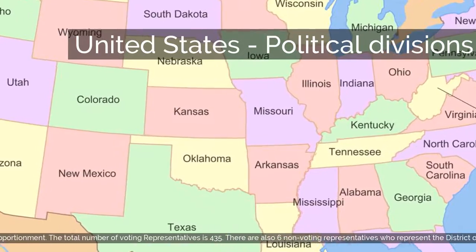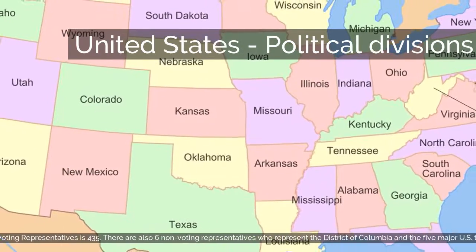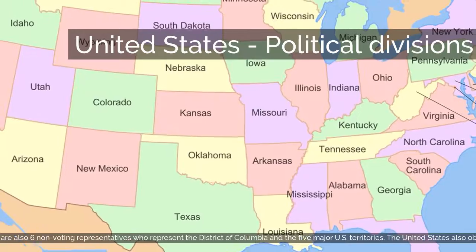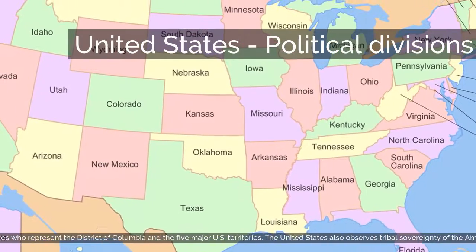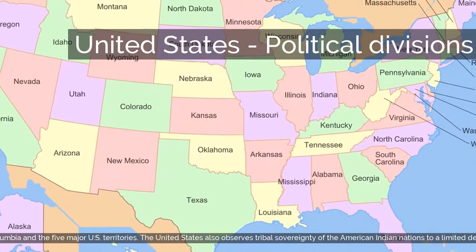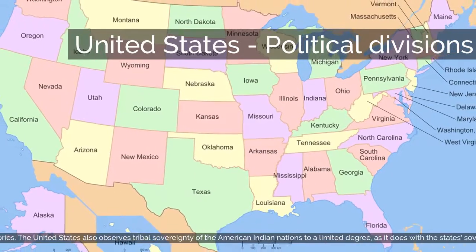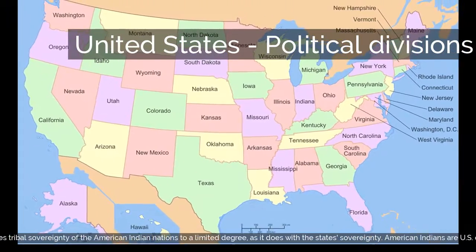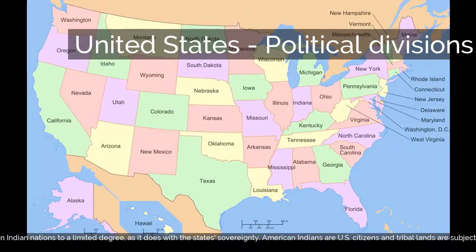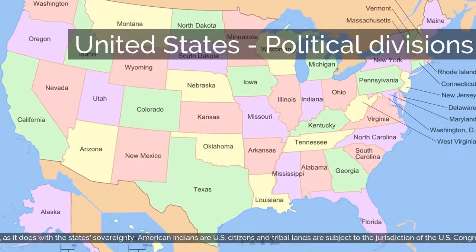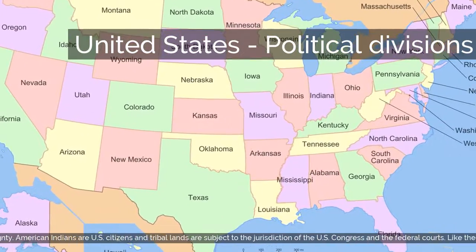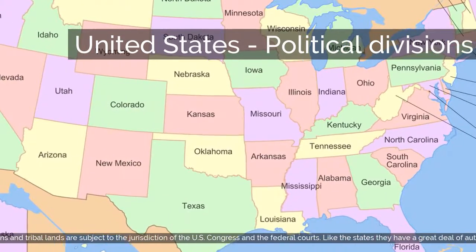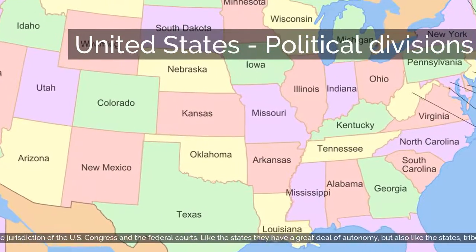The United States also observes tribal sovereignty of the American Indian nations to a limited degree, as it does with the state's sovereignty. American Indians are U.S. citizens and tribal lands are subject to the jurisdiction of the U.S. Congress and the federal courts. Like the states, they have a great deal of autonomy, but also like the states, tribes are not allowed to make war, engage in their own foreign relations, or print and issue currency.